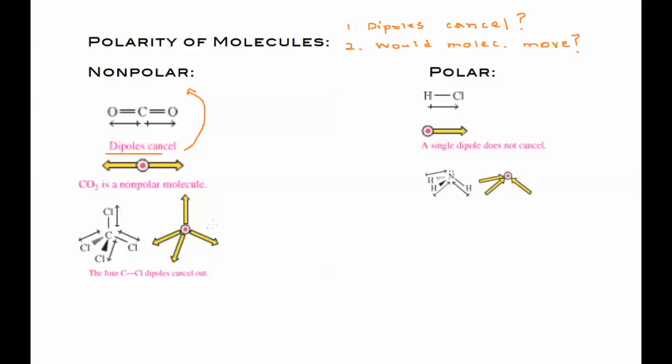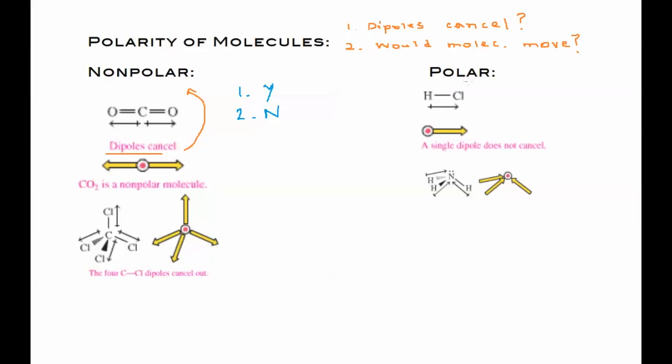If you want to think about it the other way, would the molecule move? If you imagine a tug of war of 4 different people pulling on this central atom, the molecule wouldn't move because you've got that upward force, that downward force, and then these horizontal forces canceling each other out. So to question number 1, do the dipoles cancel out? If the answer is yes, then you have a nonpolar molecule. To the second question, would the molecule move? If the answer is no, then you also have a nonpolar molecule.